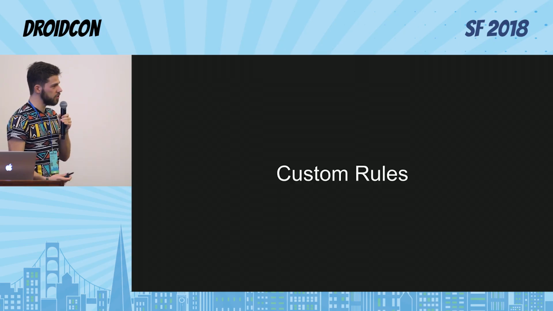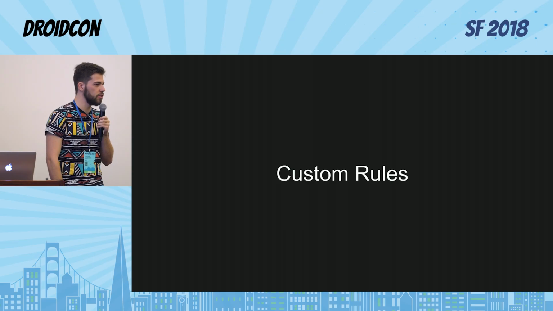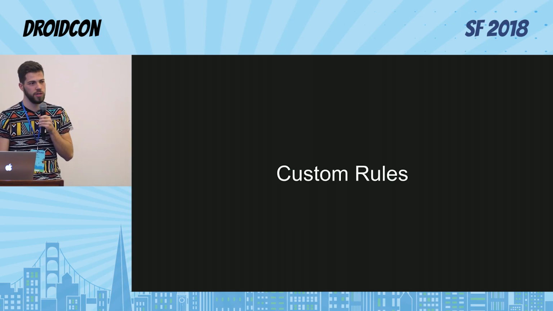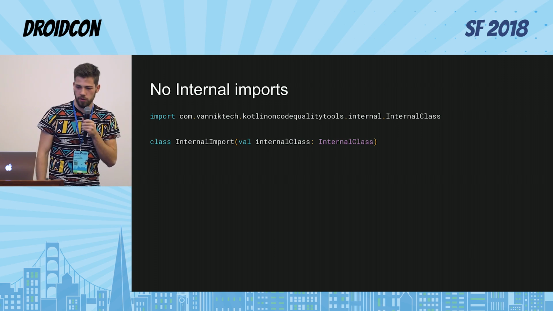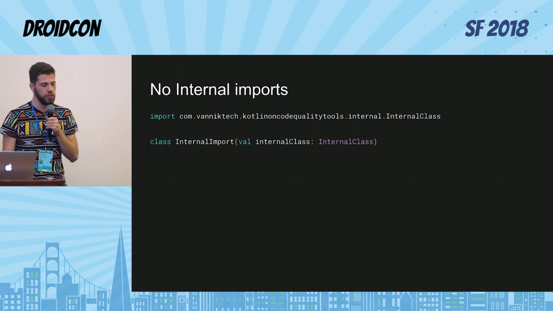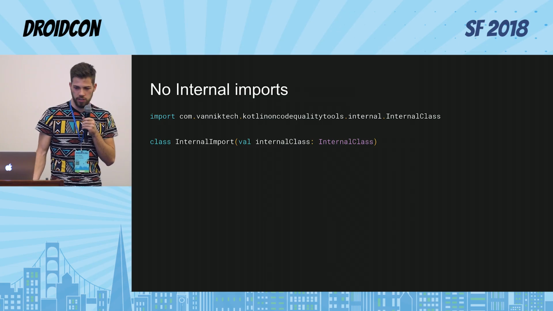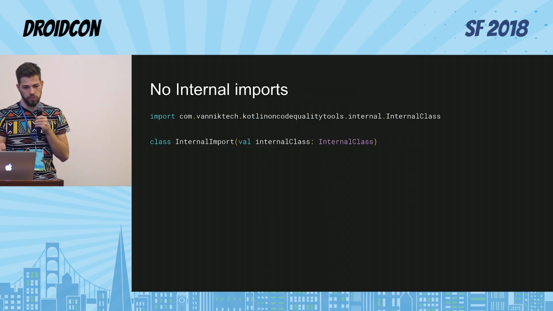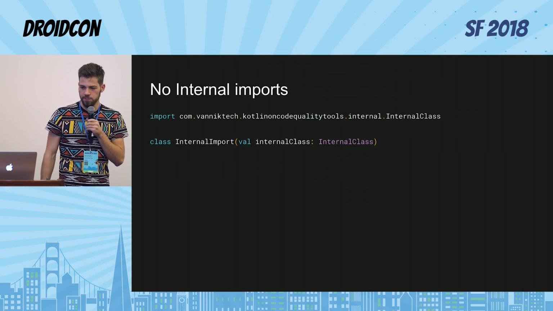Now all of this is cool, but usually if you start dipping your feet into that, you also want to add custom rules. So you want specific custom behavior. One that I want to show is a class which is importing an internal class in an internal package. So we have the internal import class, which is using the internal class, which is in an internal package.